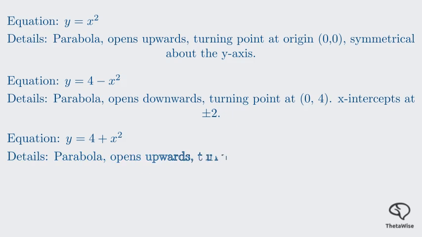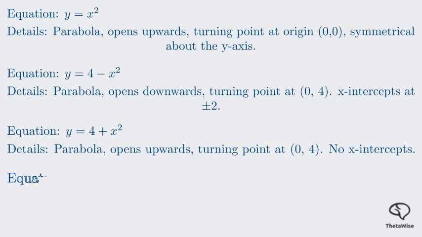If we try to find the x-intercepts by setting y to 0, we get 0 equals x squared plus 4, so x squared equals -4. This has no real solution. So, this parabola has no x-intercepts. It starts above the x-axis and opens upwards.